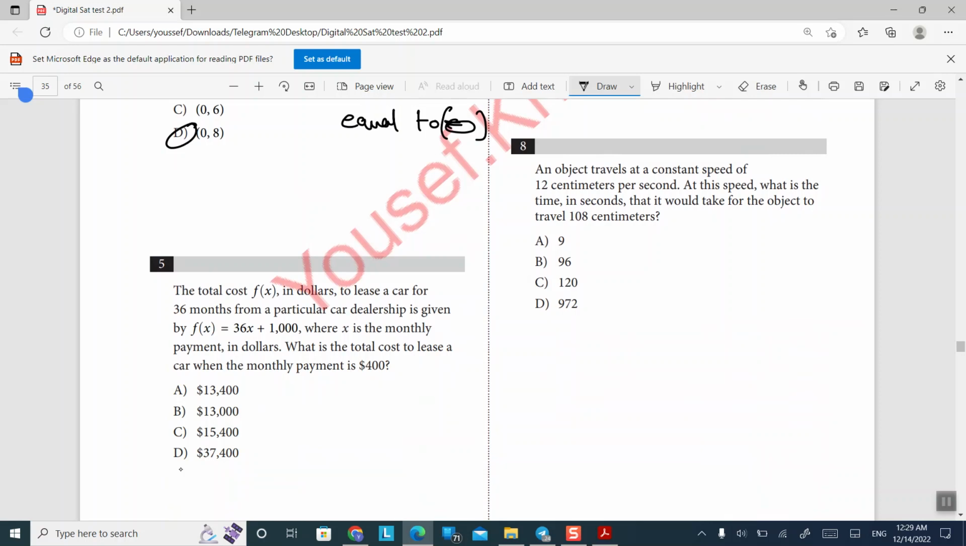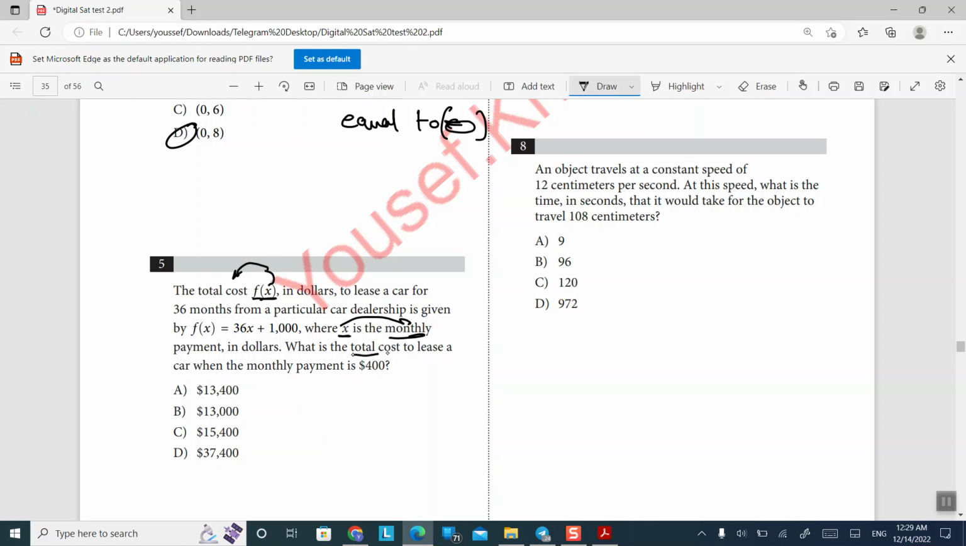In 5, he says that the total cost f of x in dollars to lease a car for 36 months from a particular car dealership is given by this function, where x is the monthly payment in dollars. That's an important note to underline. So all you have to do here is to make sure that you know what each variable represents. So x is the monthly payment, and y, which is f of x, is the total cost, which you'll be asked about right now.